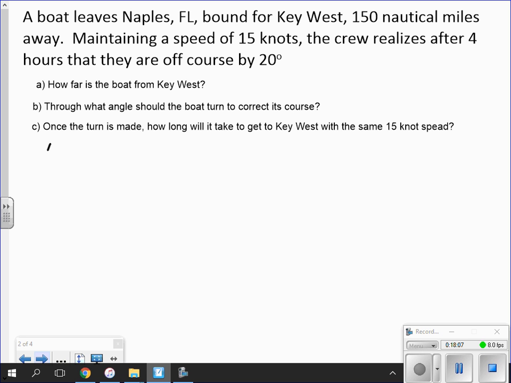So we have Naples, Florida, going down to Key West. And this is 150 miles. Now, it doesn't say which direction they are off by, whether they're going 20 degrees to the west or 20 degrees to the east. It doesn't really matter. We just know that they're off by 20 degrees. Here they made their error, and then they have to make their turn. Okay. So we need to figure a couple of things out.